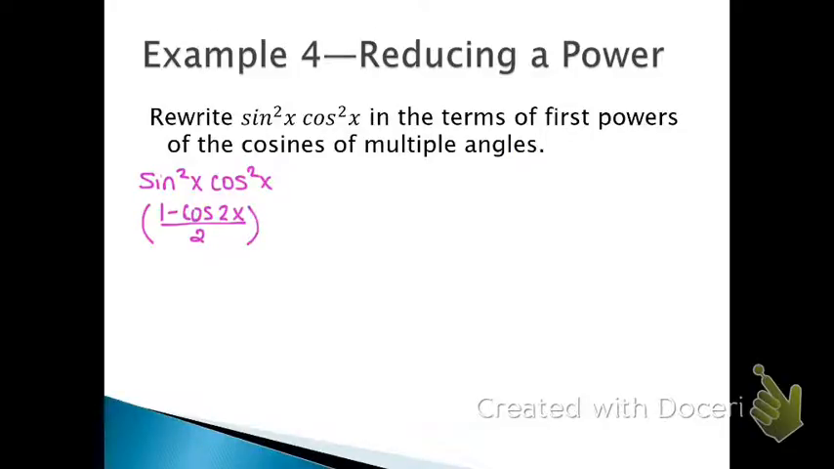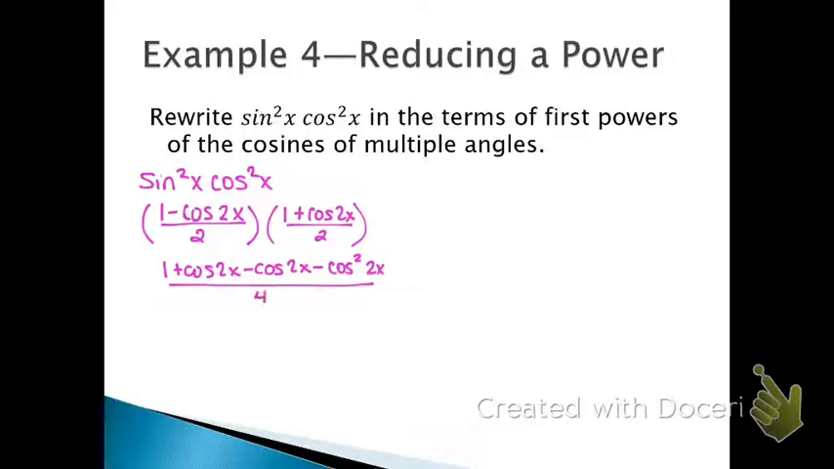Well, what about cosine squared of x? Cosine squared of x is 1 plus cosine of 2x over 2. Well, what can I do with that? I can multiply them, so straight across, so you're going to do FOIL on the top, and then just multiply 2 times 2 on the bottom. So I get 1 plus cosine of 2x minus cosine of 2x minus cosine squared of 2x. We'll deal with the square in a minute. Over 4.